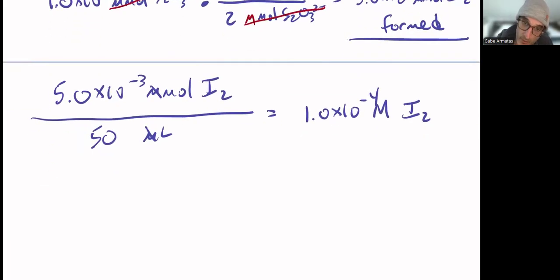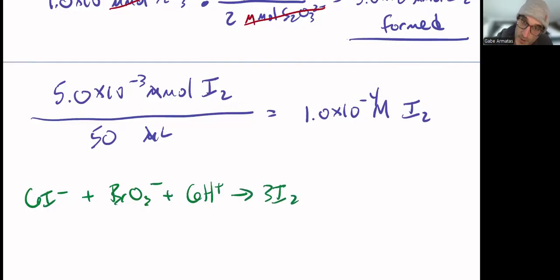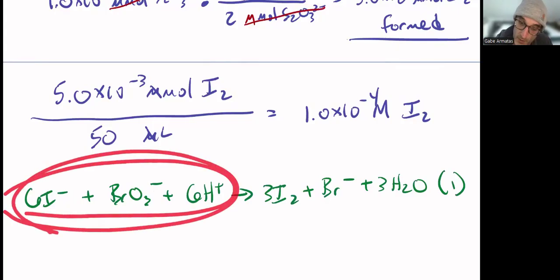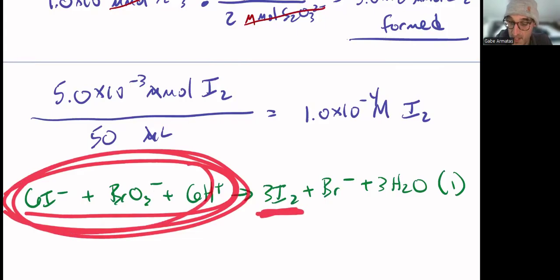Why is this important? Well, for reaction 1, let's write out reaction 1: 6I minus plus BrO3 minus plus 6H plus yields 3I2 plus bromide plus 3H2O. This is reaction 1. So what we're seeing is that this reaction, the one we're interested in, the timing, produces I2.